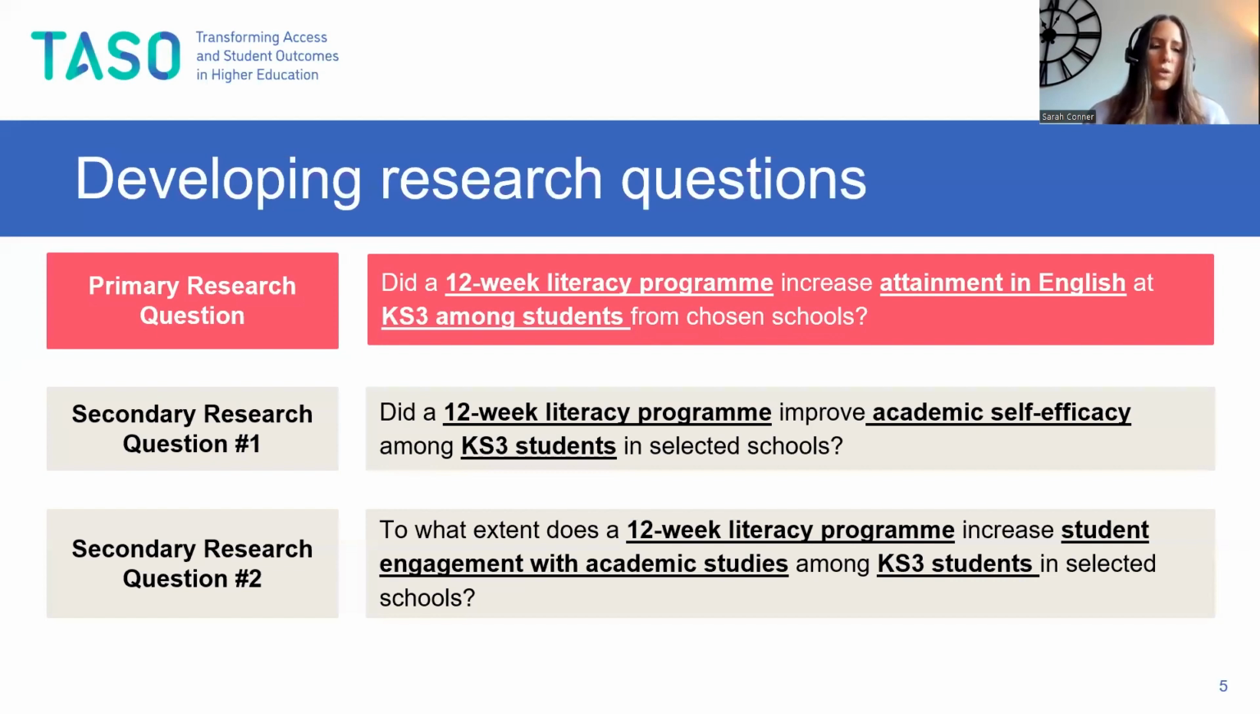But she also talked through some secondary research questions. These inform your primary research question but are less important, and you can have multiple secondary research questions. In this case, it was whether the programme also improved academic self-efficacy and engagement with academic studies. These are likely to be measured earlier and inform your main impact, but aren't the primary aim of your intervention.